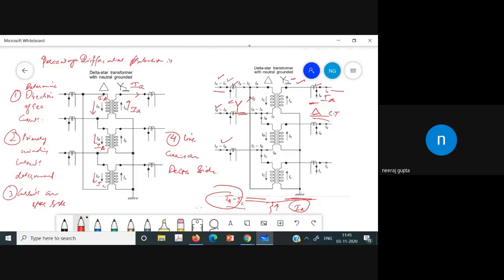Now we can discuss how it is implemented.